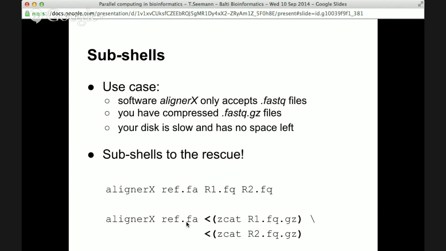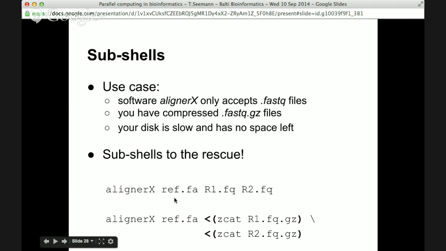Subshells. Trying to speed up to keep us on time. Subshells are something I only discovered last year, embarrassingly. The use case is this: imagine you've got a tool that only accepts FASTQ files, but you've got compressed FASTQ files, and your disks are slow and you've got no space left to temporarily uncompress them. Subshells can help you here.